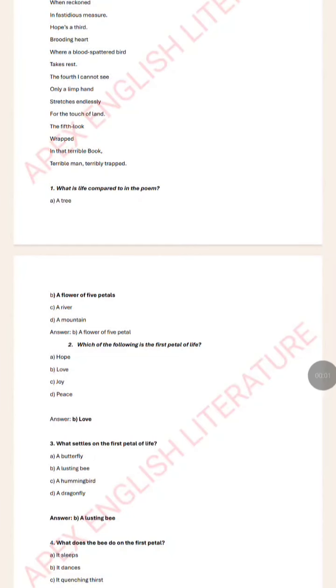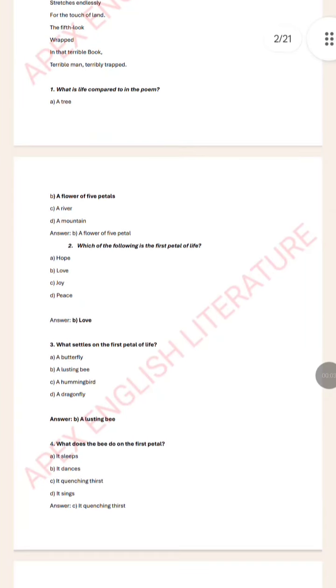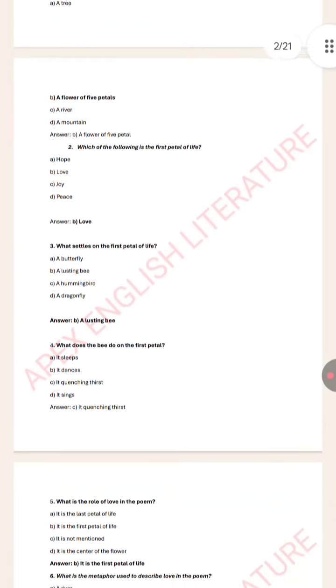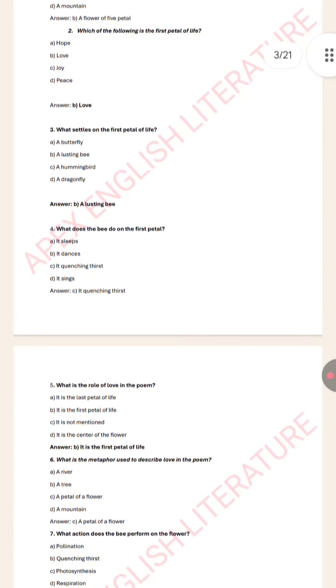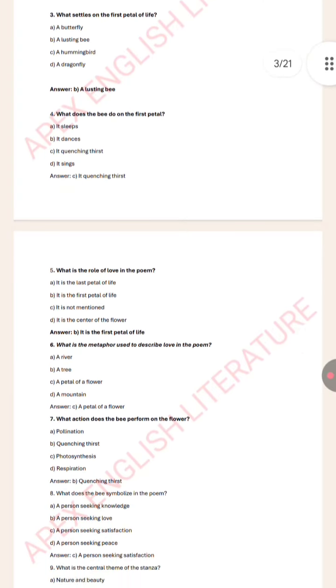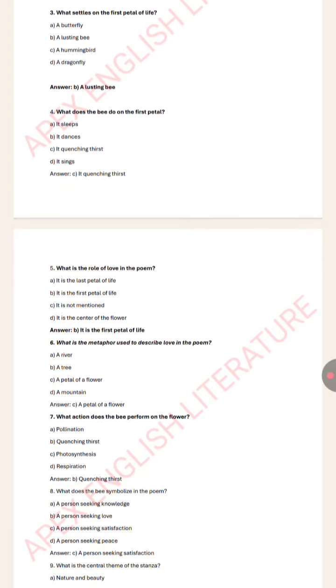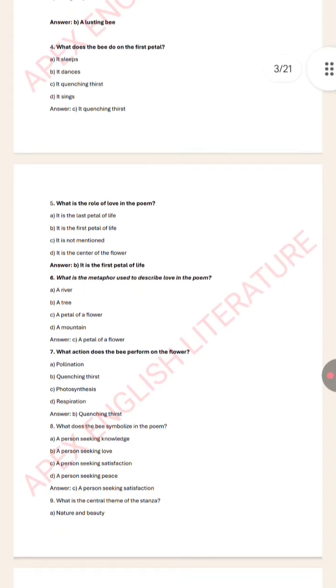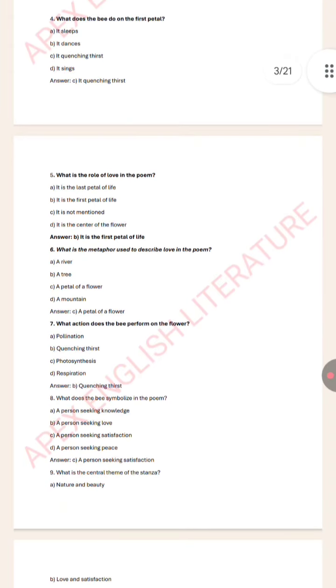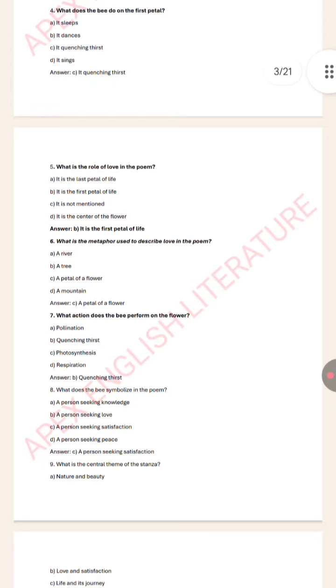What is life compared to in the poem A Flower of Five Petals? Which of the following is the first petal of life? Love. What settles on the first petal of life? A lusting bee. What does the bee do to the first petal? It quenches its thirst. What is the role of love in the poem? It is the first petal of life.